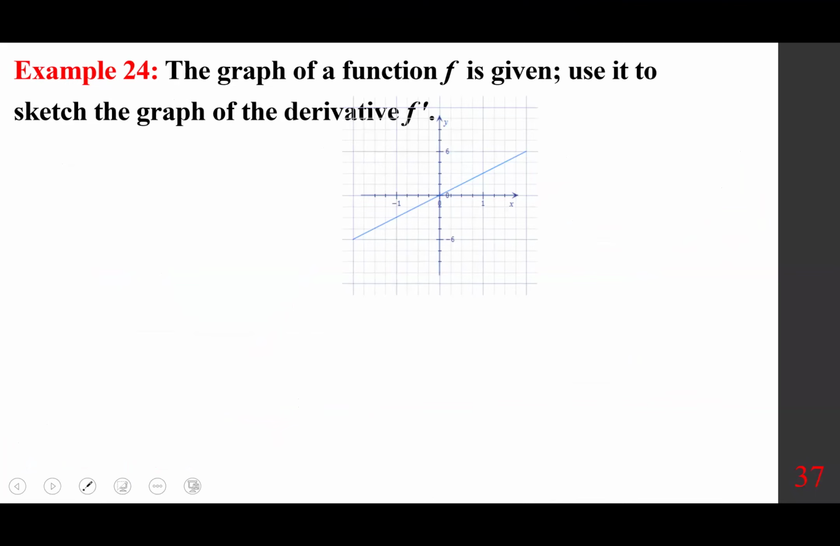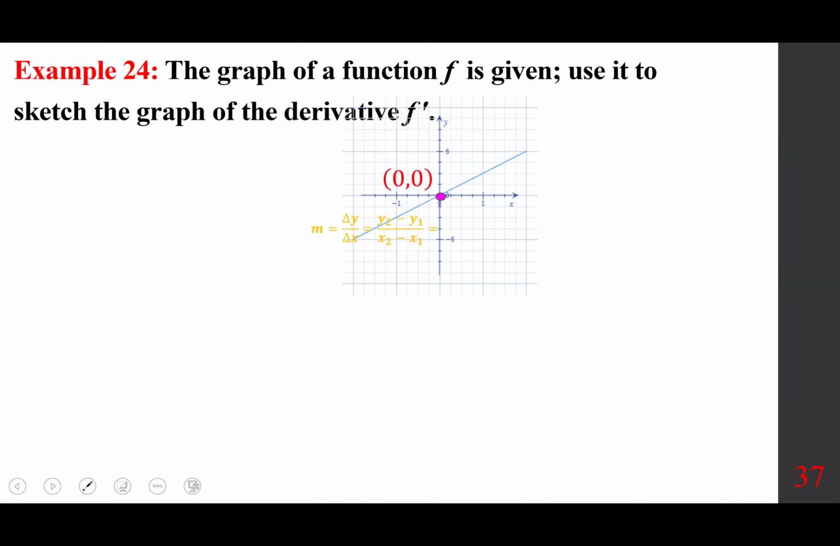The graph of a function is given, use it to sketch the graph of the derivative f prime. We start with the easiest possible answer. Any line, all you have to do is calculate the slope. So if the slope is, let's say, m equals 10, then y equals 10 is the answer. So for any line, you calculate the slope. Y equals the slope is the answer. So how do we calculate the slope? Pick 2 points, for example.